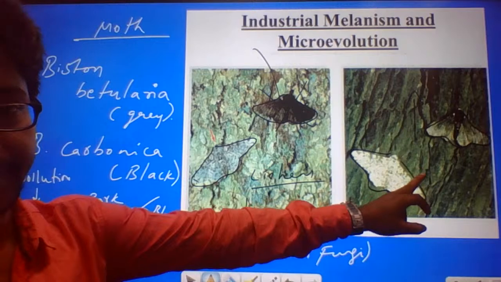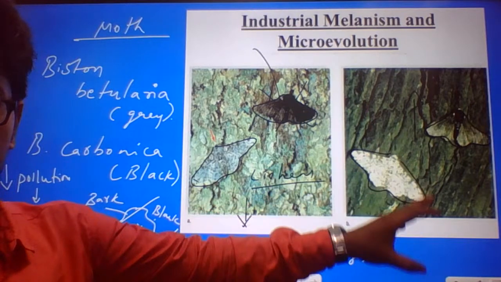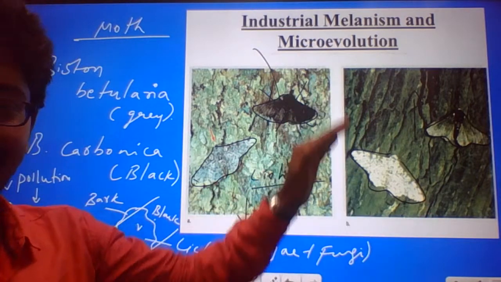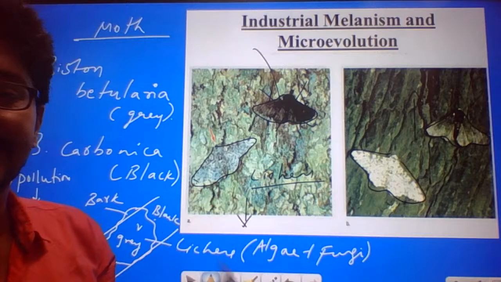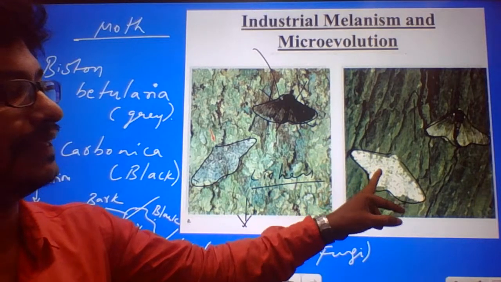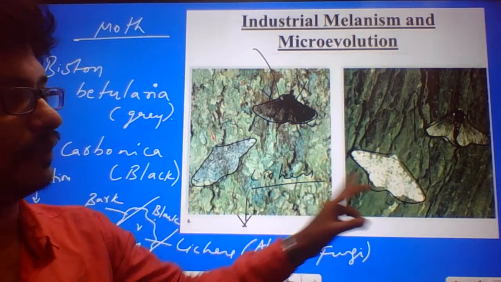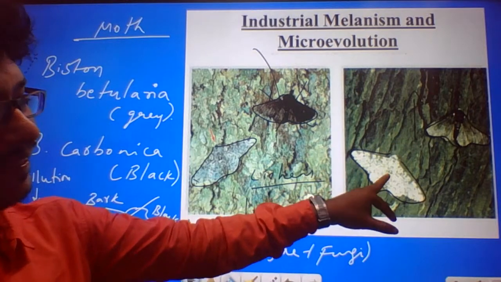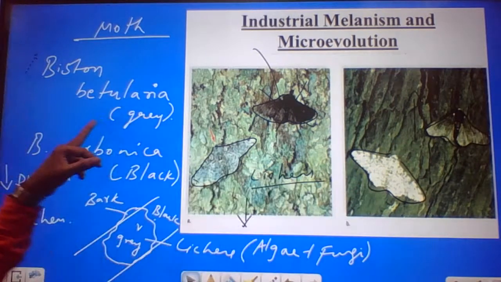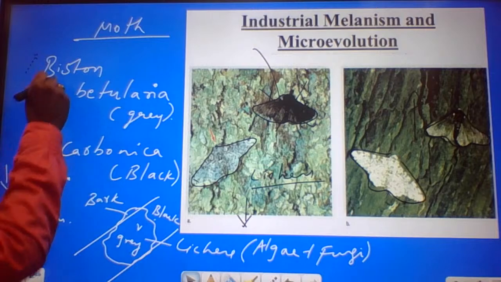Whereas after industrialization, right after the pollutants started increasing, the lichens started reducing because lichens are very sensitive to pollutants. Then what happens? The gray moth couldn't camouflage because the lichens are not there. So automatically, the predators started targeting the gray moth. So the gray moth, Biston betularia, started decreasing.